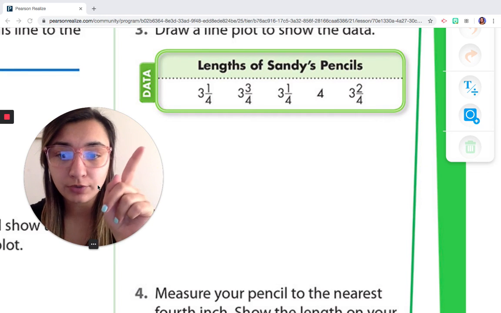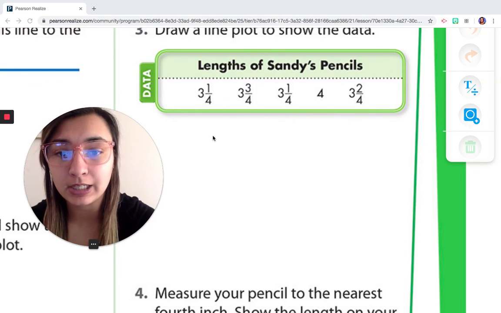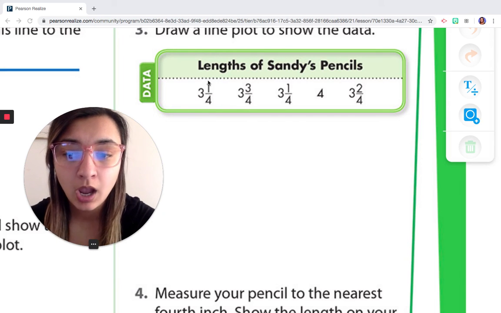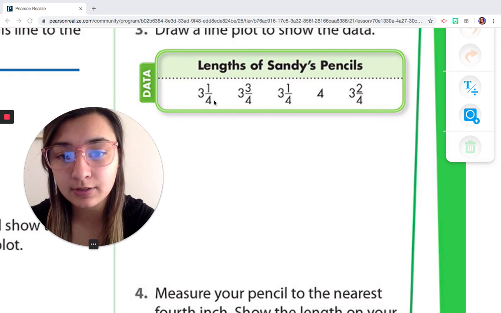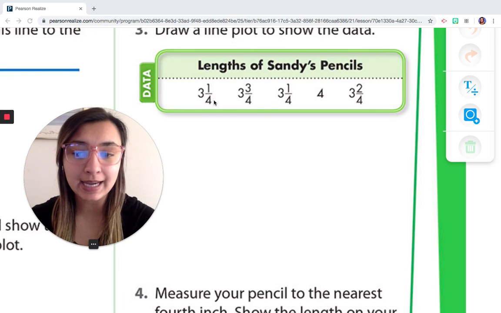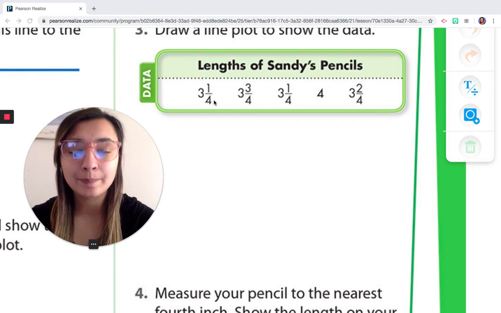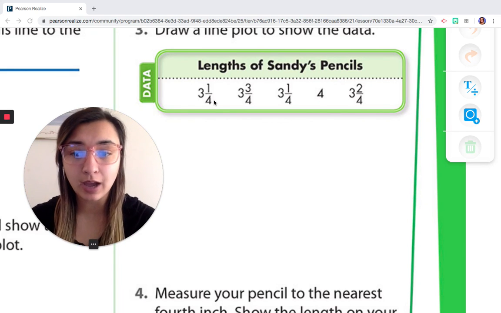So if you look just right up here where it says length of Sandy's pencils, I just want to go over again that this is a mixed number, and go back to the beginning of the video if you need help with mixed numbers. I don't believe that you'll be making any mixed numbers in this quick check, just plotting them. But if there's anything that you need help with, please let me know.